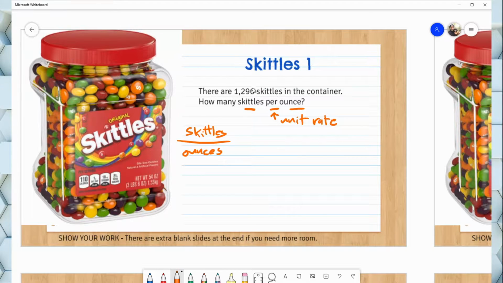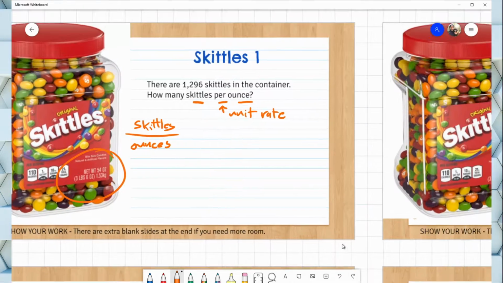Now I know a lot of you are going to be like, well, you didn't tell us how many ounces 1,296 Skittles are for. You're going to have to look. Plug in your numbers, find the unit rate.